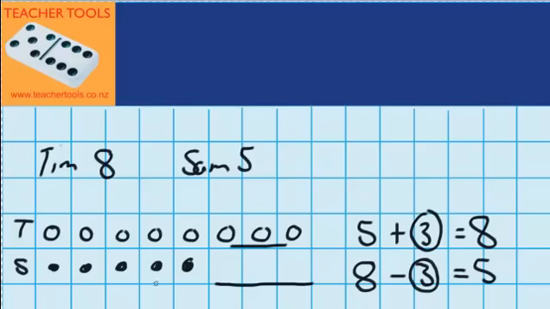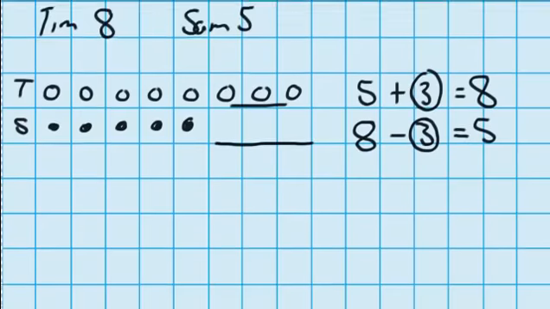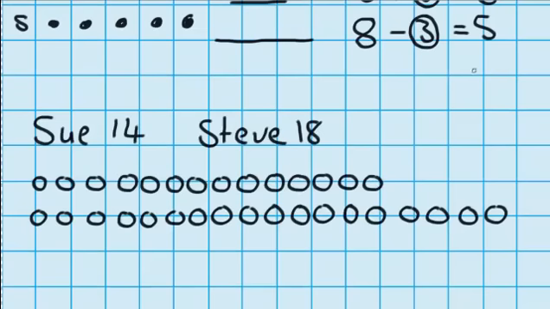So you can see, using comparisons, we've been able to solve this question as an addition question and a subtraction question. Let's try another one. Let's imagine Sue has 14 counters and Steve has 18 counters. Just to speed things up a little bit, I've already drawn these in.